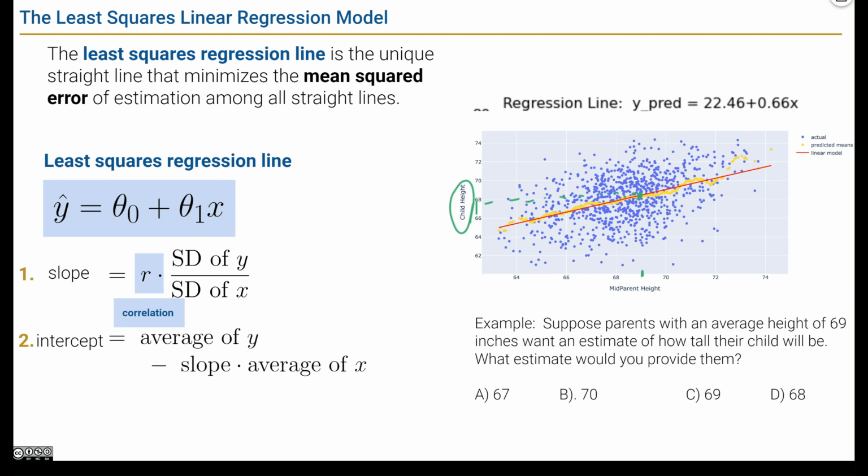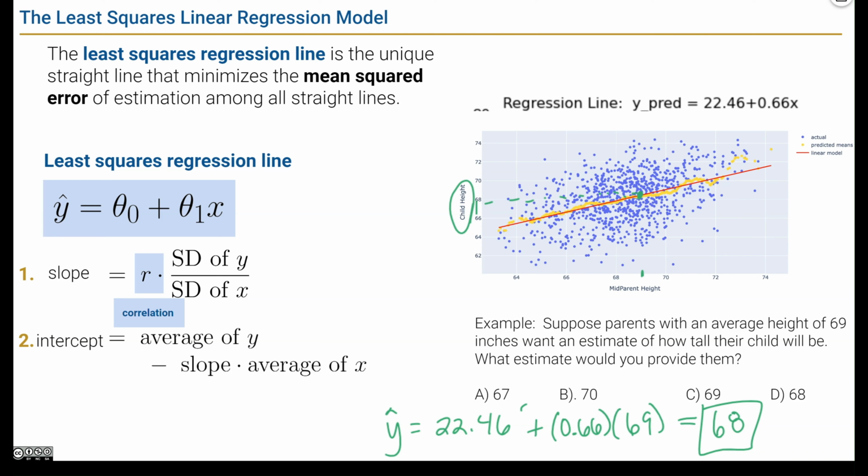But let's actually plug it in and calculate it. So this model is predicting I'd have 22.46 plus 0.66 times my input, in this case 69. If you plug that in, we get exactly 68. So that would be a great estimate. That is basically the y value from this red line, and that's a great starting point.